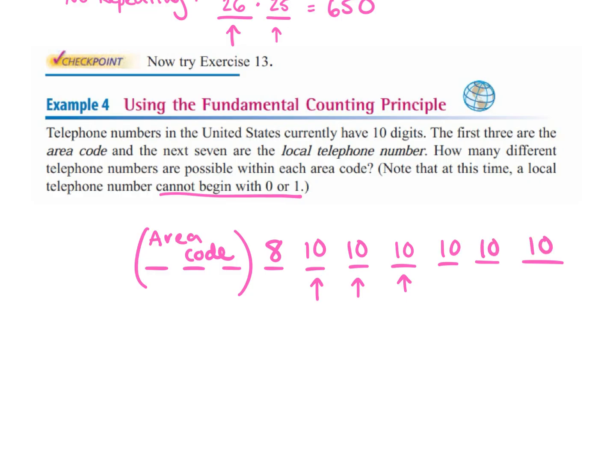So all the numbers after the first one, because the first one was the only one that we had a restriction. It couldn't be 0 or 1, but it could be any other number after that. So we had 8 different options there. But every other number, we had 10 different digits that we could put in that spot. So we just multiply all of these together. So we have 8 million different phone numbers in each area code.